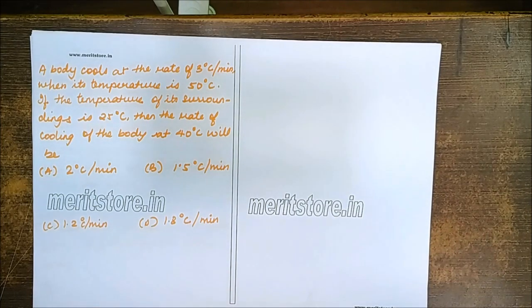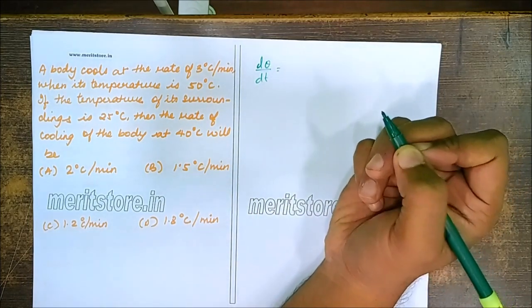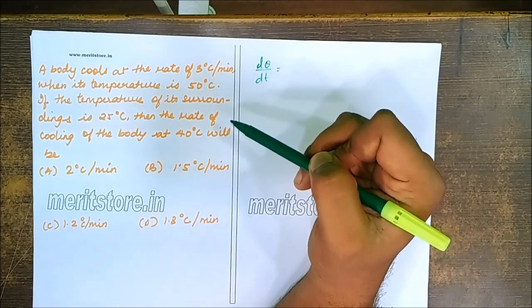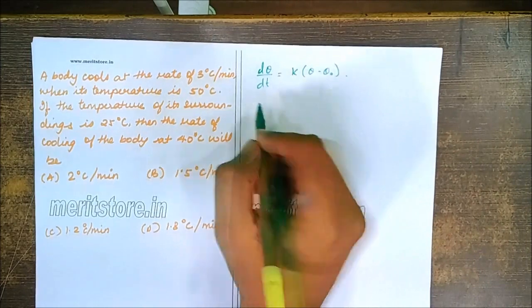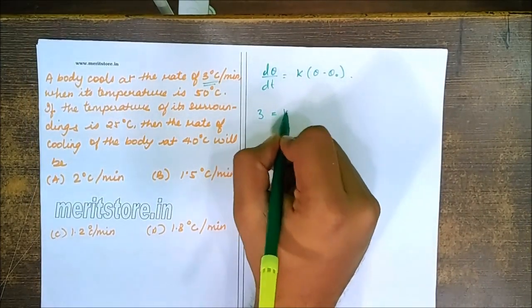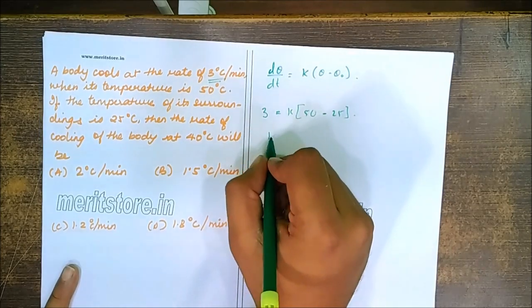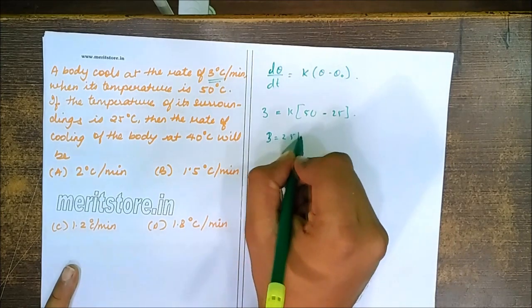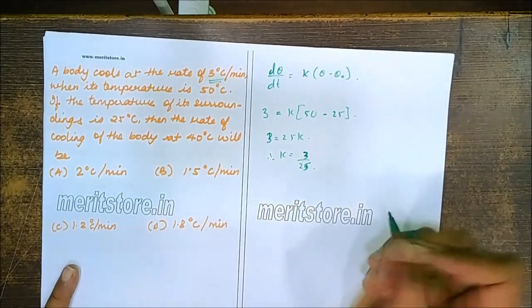The next question. A body cools at the rate of 3 degrees Celsius per minute when its temperature is 50 degrees Celsius. If the temperature of its surroundings is 25 degrees Celsius, then the rate of cooling of the body at 40 degrees Celsius will be. When we talk about cooling, there are two laws. One is Stefan's law, another one is Newton's law of cooling. But whenever the temperature is less than 100 degrees Celsius, it relates to Newton's law of cooling. So d theta by dt is equal to k into theta minus theta naught. d theta by dt is given as 3 degrees Celsius per minute, theta is 50, theta naught is 25. So I'll get 3 is equal to 25 k. Therefore k is equal to 3 upon 25.